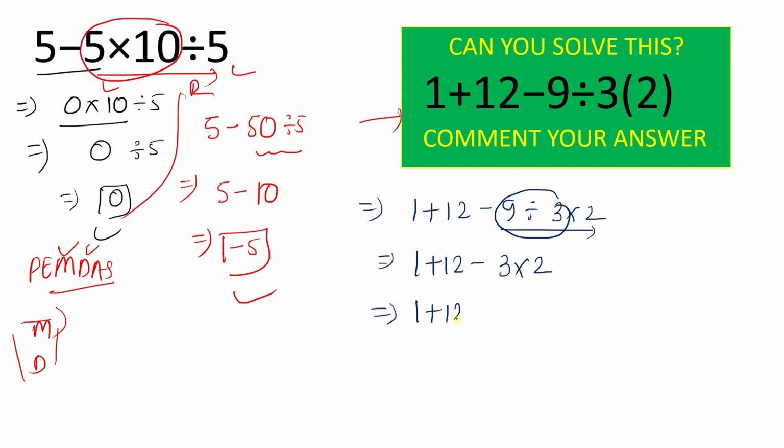1 plus 12 minus 3 times 2 will give result as 6. And we will do left to right operations. 1 plus 12 will give result as 13 minus 6. And here 13 minus 6 will give result 7, which is the right answer for the second question.